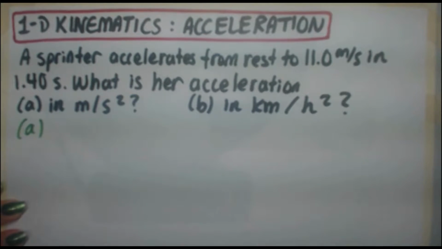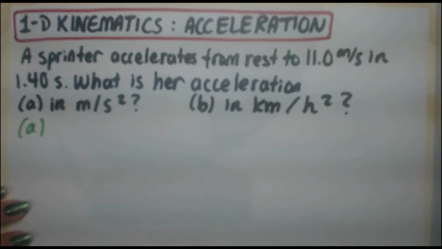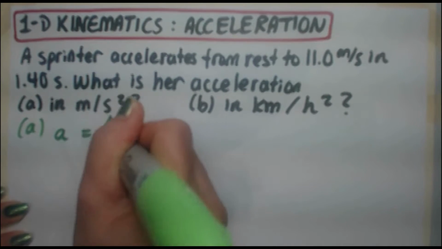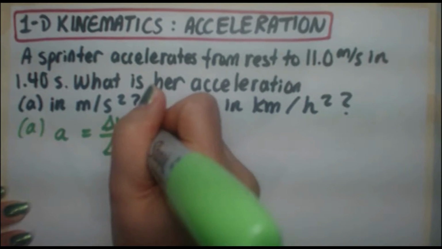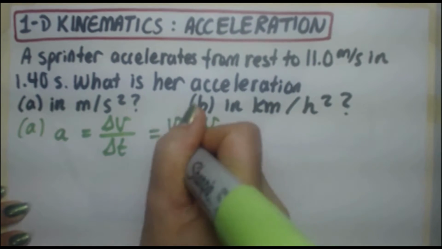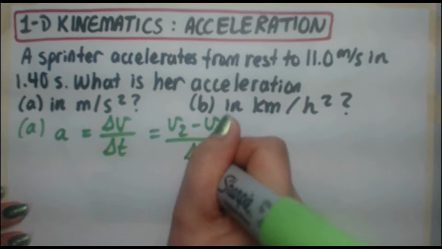So for part A, first thing is to know the formula for acceleration. If you understand the definition of acceleration, which is the change in velocity with respect to time, you'll remember the formula. Acceleration is the change in velocity with respect to time. Delta V is the change in velocity, so that means V2 minus V1 over T2 minus T1. In this case, we're not given separate times. It's just a time interval, delta T, so we'll keep it as is.